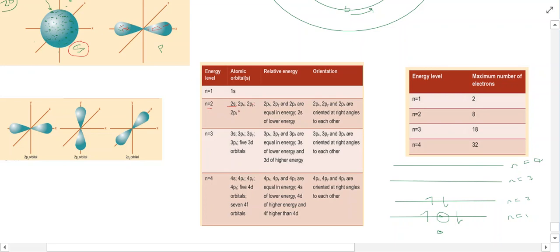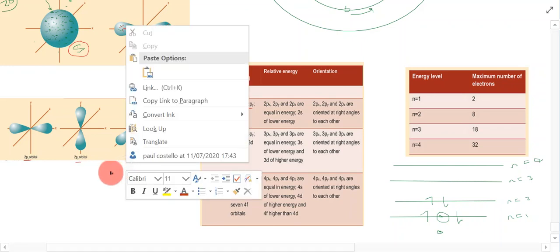Then you have these 3 p orbitals. Again, the 2 represents that it's in the second energy level, and the p represents that they're orbitals shaped like this. You have a px, py, and pz orbital.